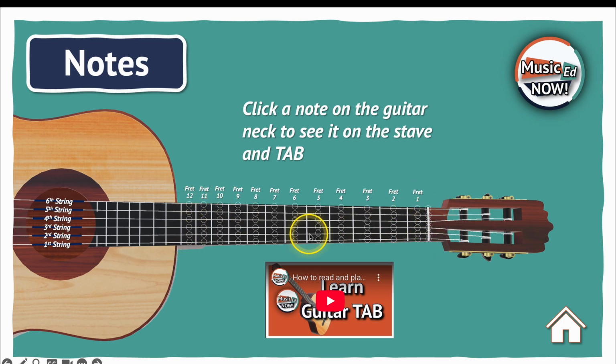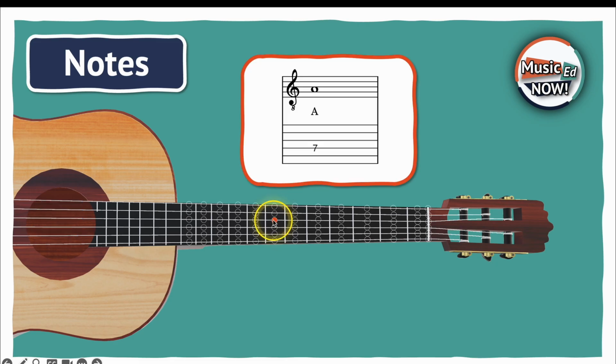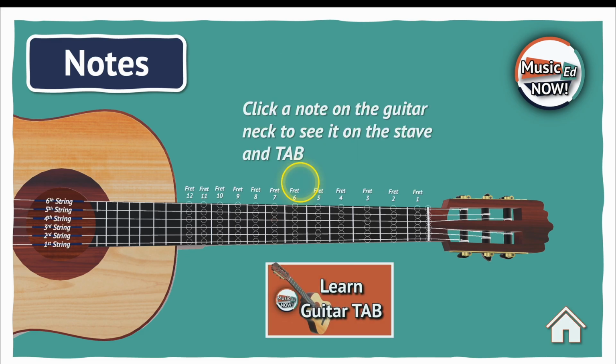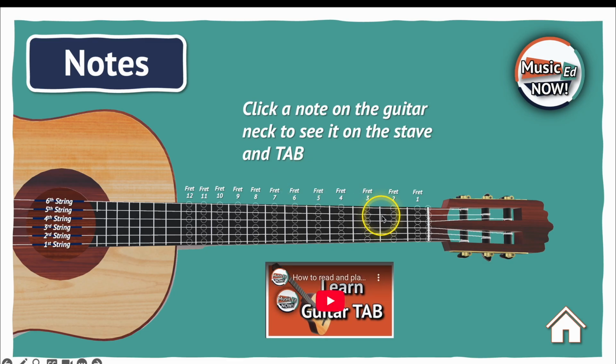If I pick any note, and there's 78 of them here, so let's say fret 7, string 4, and press it, it plays the note sound of what that is. It also shows me where that happens on the treble clef stave and also where it happens in tab. And then if I move away from that in any way, it goes back to the slide that we were just on. I can do this all around.